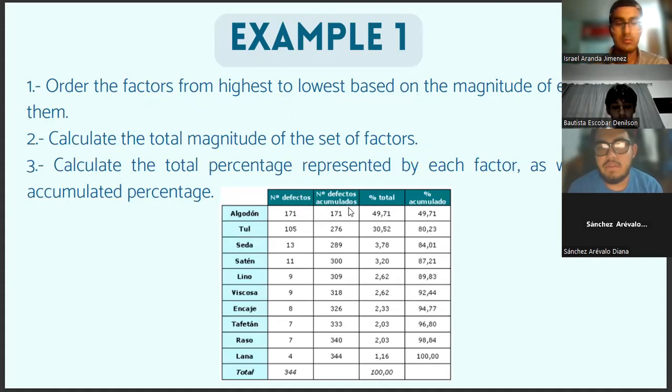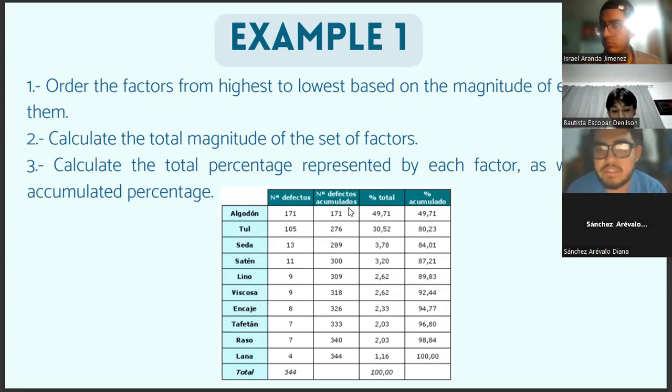Well, first we have to order the factors from the highest to the lowest based on the magnitude of each one of them. The magnitude refers to the number of defects. The second step is to calculate the total magnitude of the set of factors. Then we have to calculate the total percentage represented by each factor, as well as the accumulated percentage. Next, please.